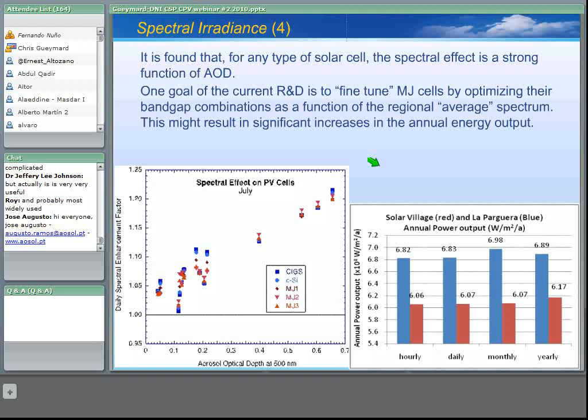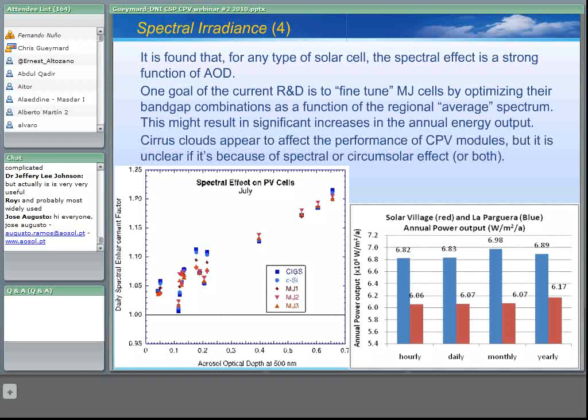But again, like for circumsolar, the cirrus clouds appear to affect the performance of CPV modules. The problem is that at this point we are not sure if it's because of the spectral effect or the circumsolar effect, or both. So this has been discussed in that paper.